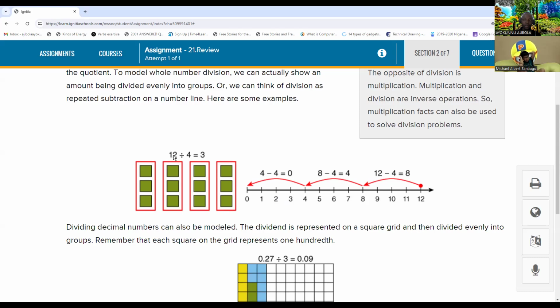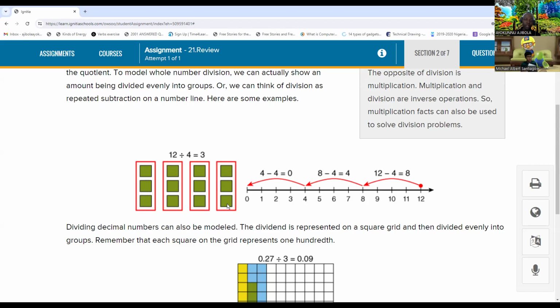12 divided by 4 is 3. It means we can first remove 4 from 12 to get 8, then 4 from 8 to get 4, then 4 from 4 to get 0. That means we were able to subtract 4 from 12 three times, and that's why the answer is 3. Or we could group 12 into 4 places equally, dropping 1, 1, 1, 1 in the 4 places, then 1, 1, 1, 1 again, and again.